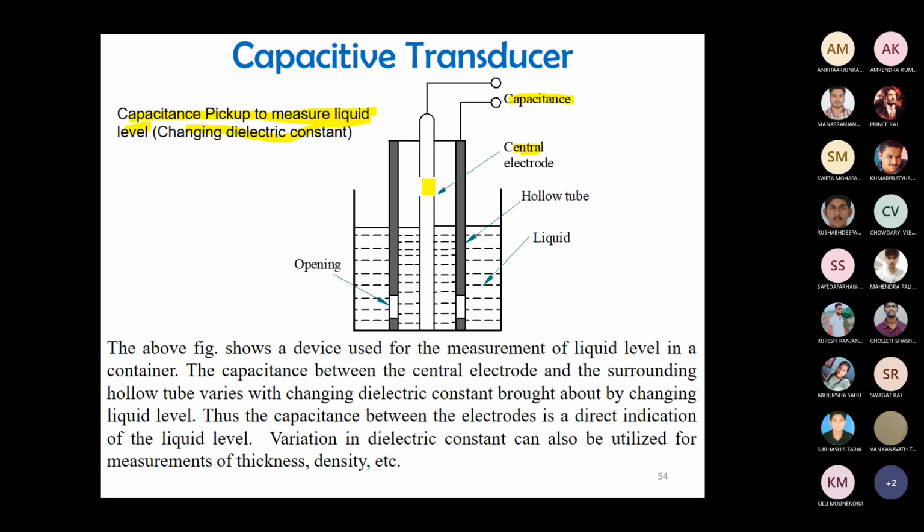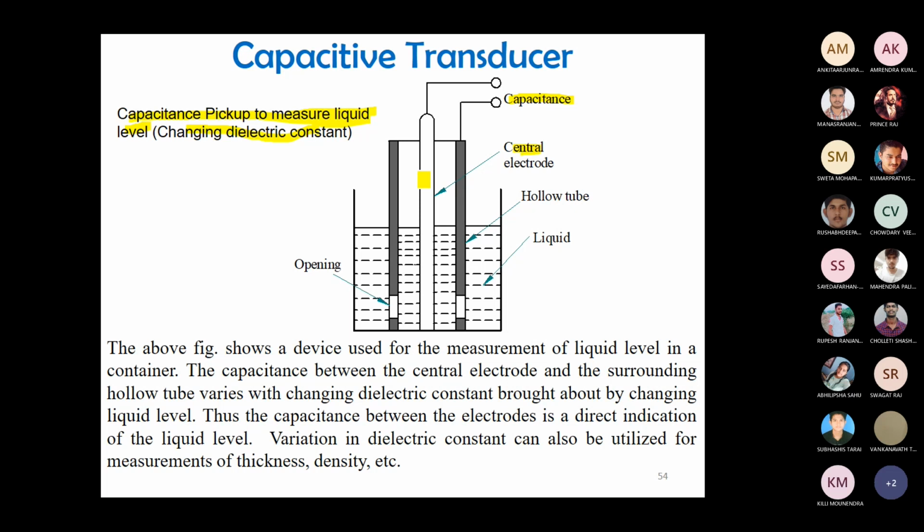Basically, the dielectric medium, you know that air and fluid are there. So the area of the air and the area of the fluid both are changing if the fluid level increases or decreases. Due to the changing of the dielectric, automatically the capacitor value C changes. If it changes, it will reflect on the stored energy and the potential across it.